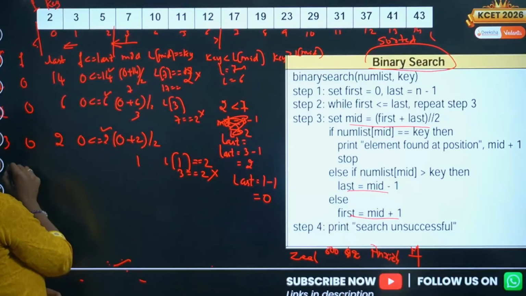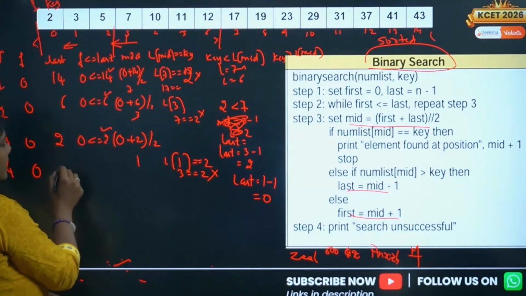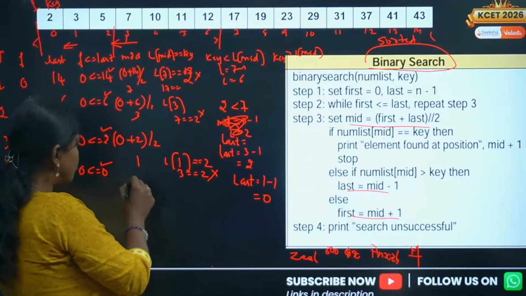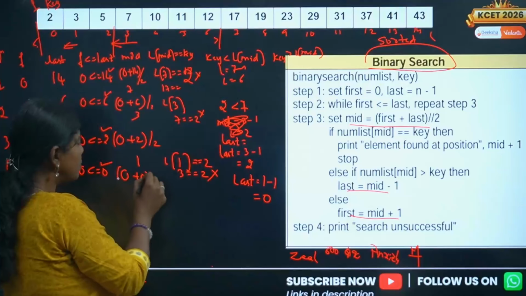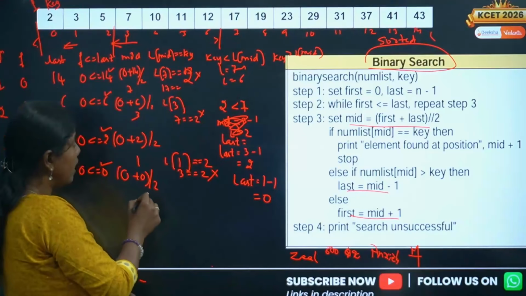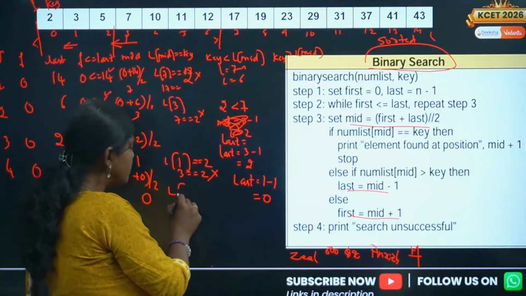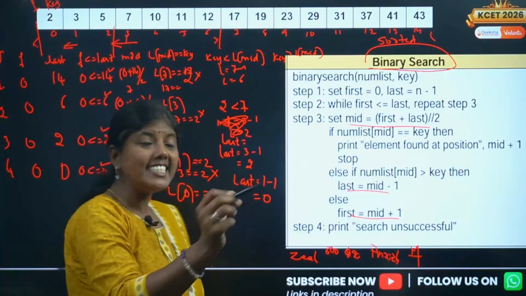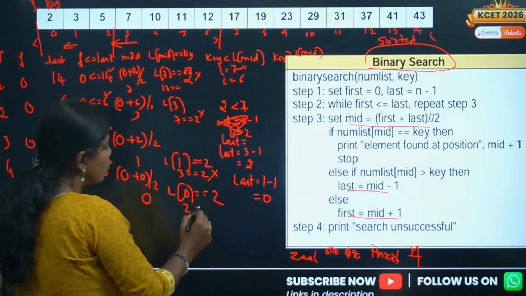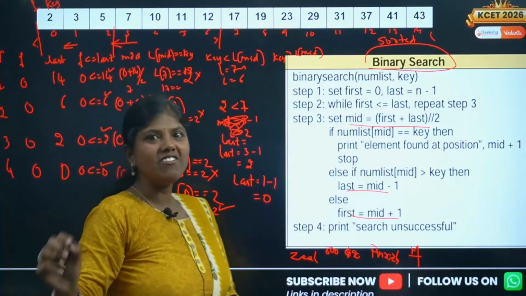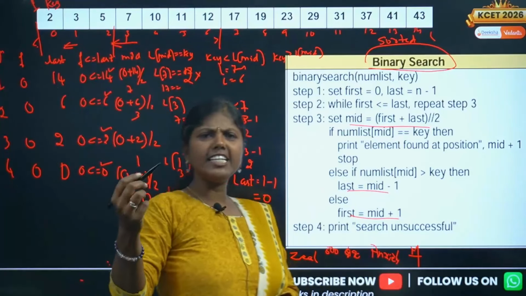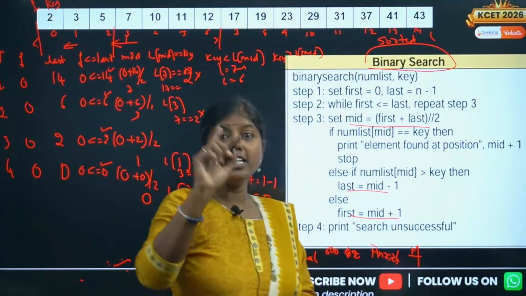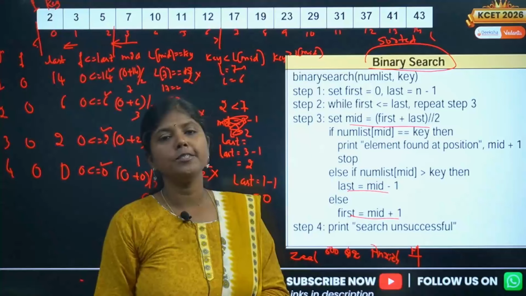Then we come here. 4th iteration, first is 0, last is 0 only. 0 is less than or equal to 0. It satisfies the condition. So now 0 plus 0 by 2. What is 0 plus 0 by 2? 0 only. I've got the mid as 0. L of 0 equal to 2? Yes, L of 0 equal to 2. 2 equal to 2 satisfies the condition. We have got it. Just say that the element is found at the 0th position, or we may say that it is found in the first position.